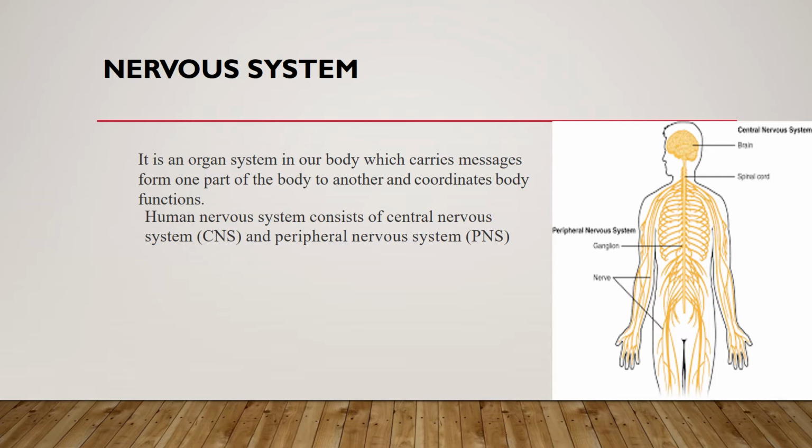Human nervous system consists of the central nervous system and peripheral nervous system. You can observe in the diagram. Central nervous system is composed of the brain and spinal cord as shown in the diagram, while the peripheral nervous system consists of a network of nerves which connect the central nervous system to all parts of the body. Is it clear from the diagram?